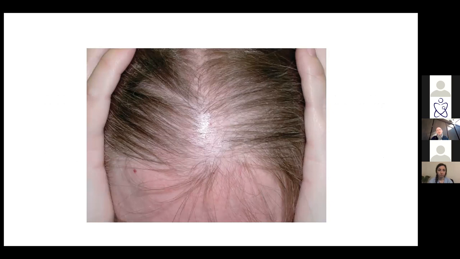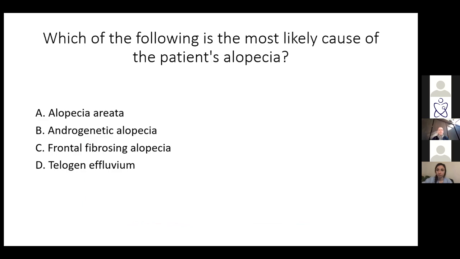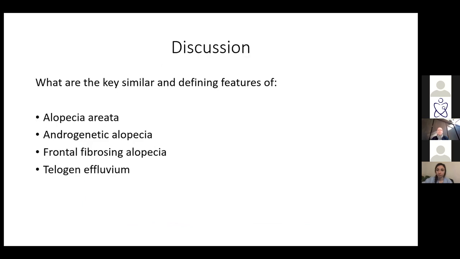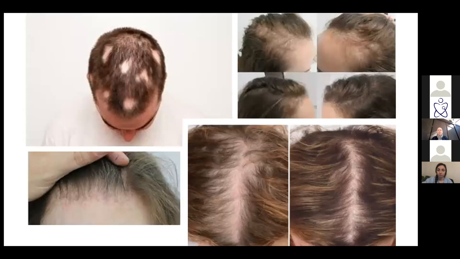And then the frontal hairline here is more or less preserved. That's a good picture, and with or without the family history, because that can sometimes be somewhat faulty. And maybe we can talk about the different kinds of alopecia.